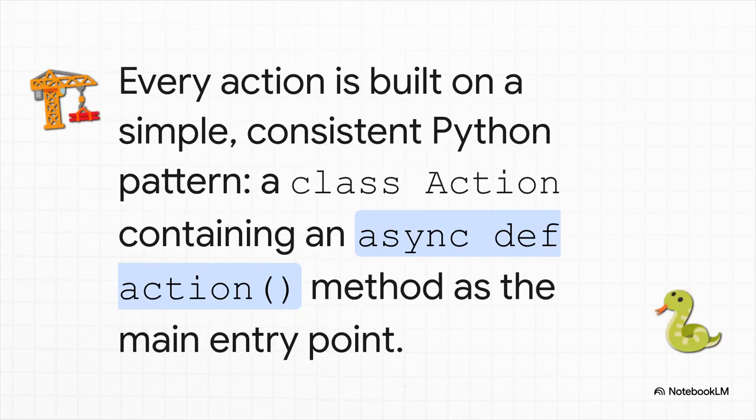And what makes this so powerful for developers is how simple and consistent the structure is. Every single action, it doesn't matter how simple or complex, is built around this one fundamental pattern in Python. A class named Action that has a main method called action. That's it. This makes building new functions super straightforward.